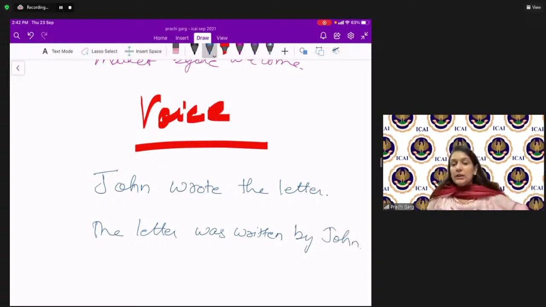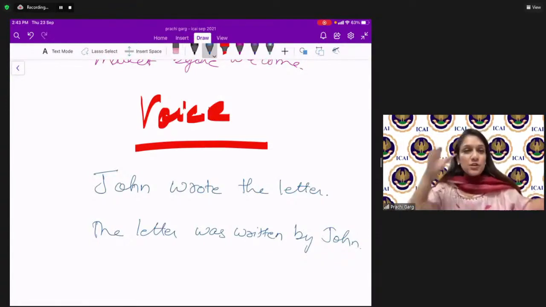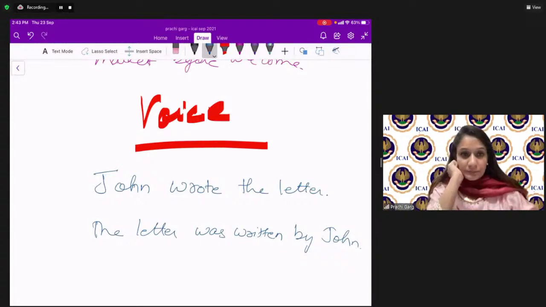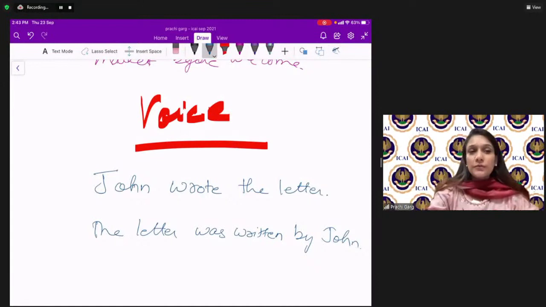Now look at these two sentences and tell me, has the fact changed? John wrote the letter. The letter was written by John. So there are two sentences, right? Do you think anything has changed here? What do you understand from both these sentences? Why have I written the same thing from two perspectives?